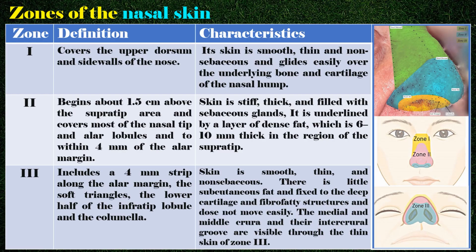Zone 3 includes a 4 mm strip along the alar margin, the soft triangles, the lower half of the infratip lobule and the columella. Skin is smooth, thin, and non-sebaceous. There is little subcutaneous fat, and it is fixed to the deep cartilage and fibrofatty structures and does not move easily. The medial and middle crura and their intercrural groove are visible through the thin skin of Zone 3.